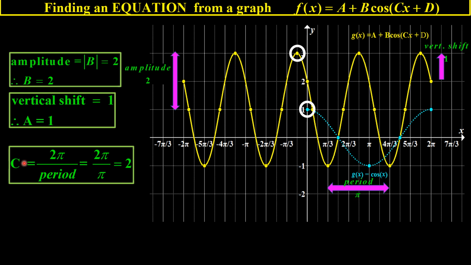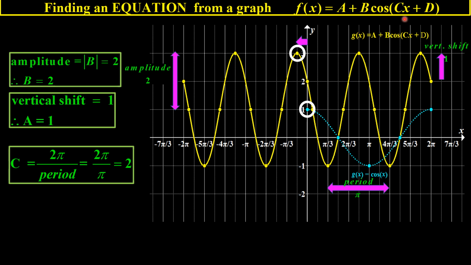Remember, c is 2 pi over the period, or the period is 2 pi divided by the c, right? Period is 2 pi, so to get c, it's going to be 2 pi divided by the period. So c will be 2 pi. The actual period is pi, and 2 pi over pi will be 2. So that c value is 2.